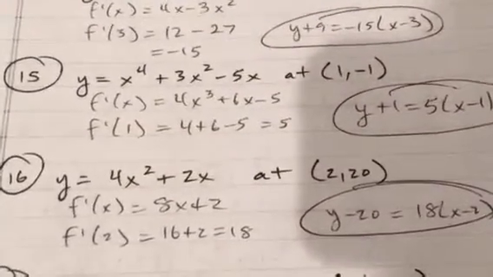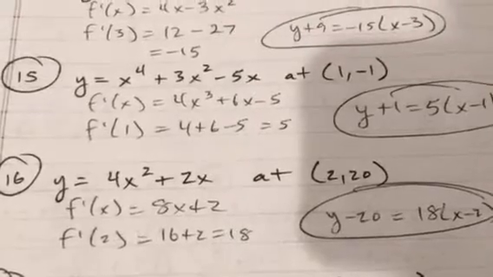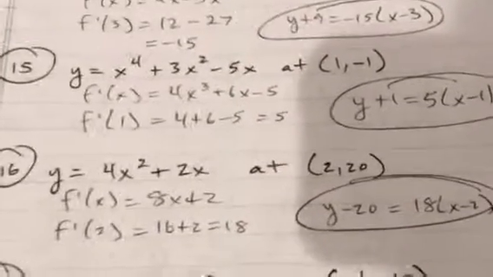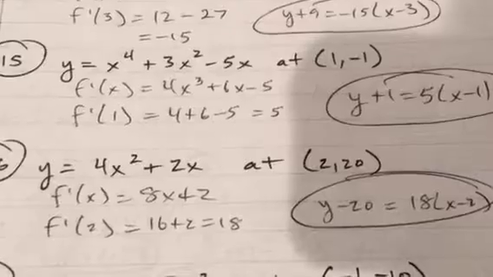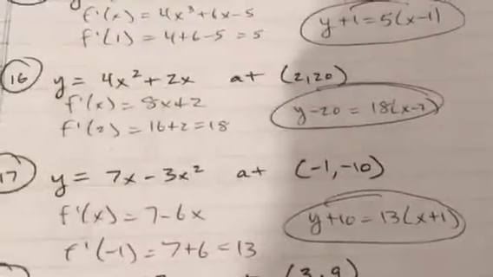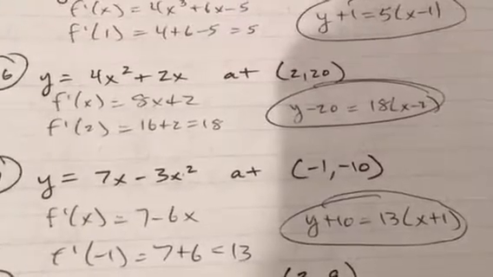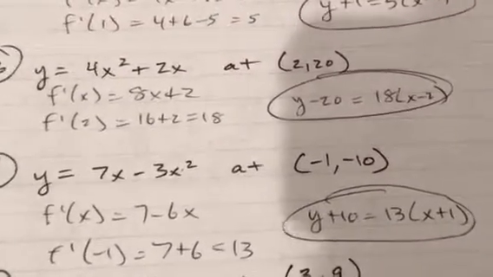Take the derivative, 4x to the third plus 6x minus 5. Plug 1 in for x. Slope of my tangent line at 1, negative 1 is 5. Point slope form. 16, there is the derivative. Plug 2 in. 18 is the slope of my tangent line, and there's my tangent line's equation.